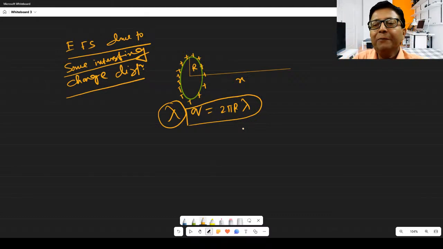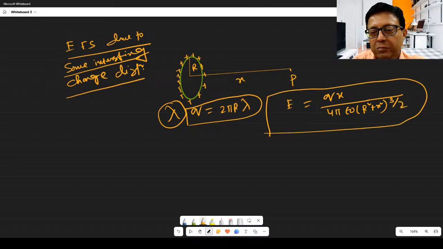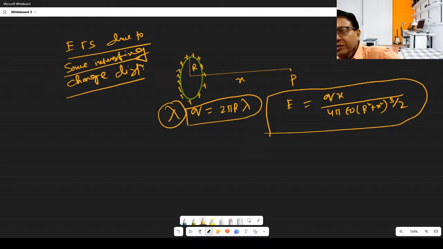At the point P on the axis, we will find strength of electric field, and we got the expression like this: Qx by... okay, this we have done. And by putting x equal to 0 at the center, EFS is what? 0.